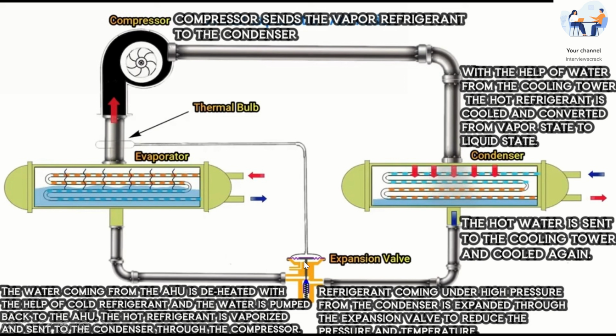The quantity of refrigerant to be sent to the evaporator depends upon the thermal valve, which is controlling the quantity of the refrigerant, and this cycle keeps going on.